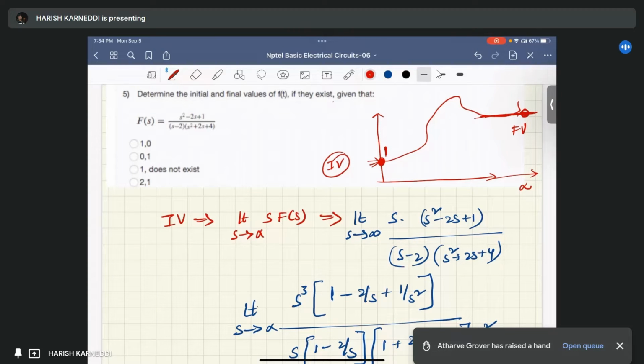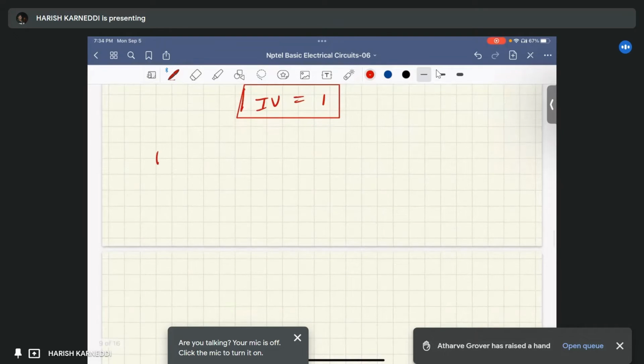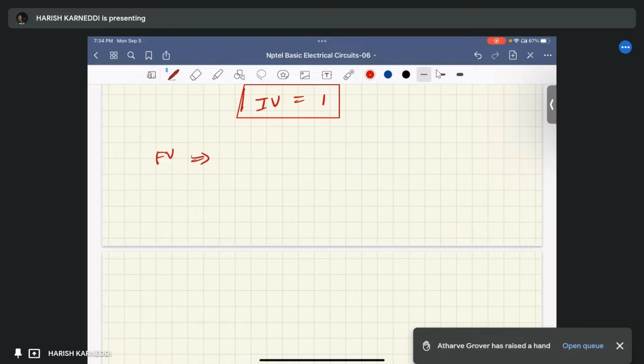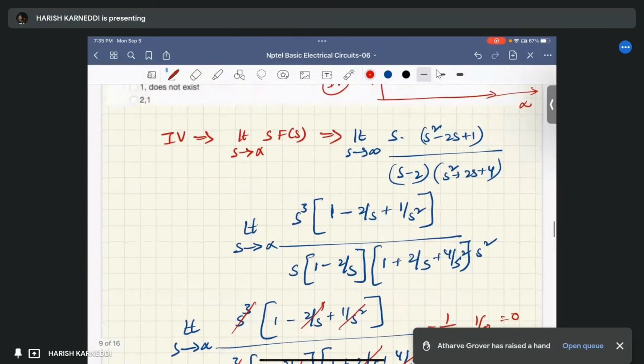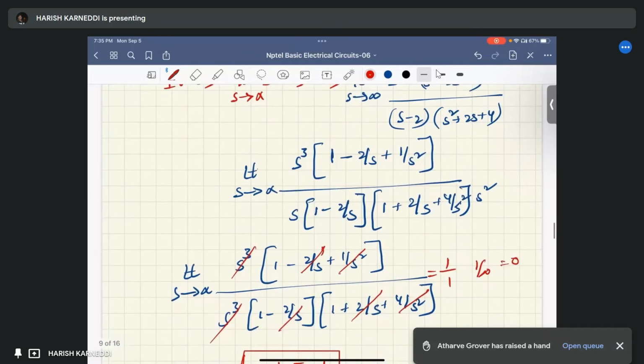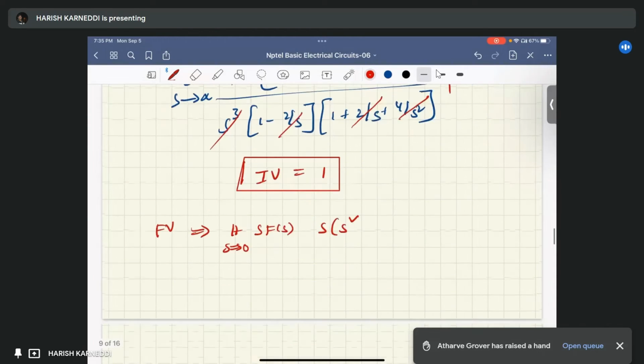If the system has not reached steady state, then the final value does not exist, or we can find out the final value also. Final value equals limit as s tends to 0 of s into f of s, then s minus 2s plus 2 minus 2s plus 1.